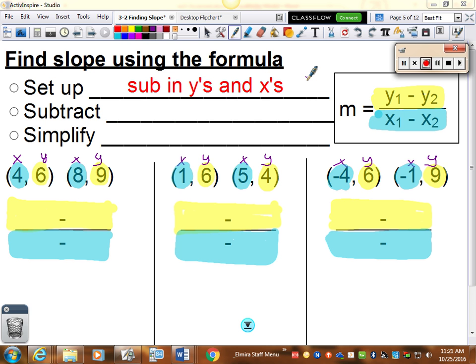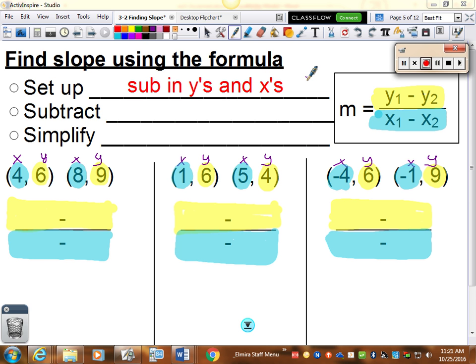So the purpose of the color coding is to help you get the numbers in the right place. In other words, I can only take our y values and I can only put those on top. So I'm making the color of the numbers match the color of the zone where they're going. Why? Because that's what the formula says. I can only put y values on top. y1 minus y2. The little 1 and the little 2 are like little name tags. They're not like an exponent in the wrong place. They're not operational. It just means that 6 is a y value, 9 is a y value, but they're not the same y value. So we put a 1 and a 2 to show that there are two different y values.